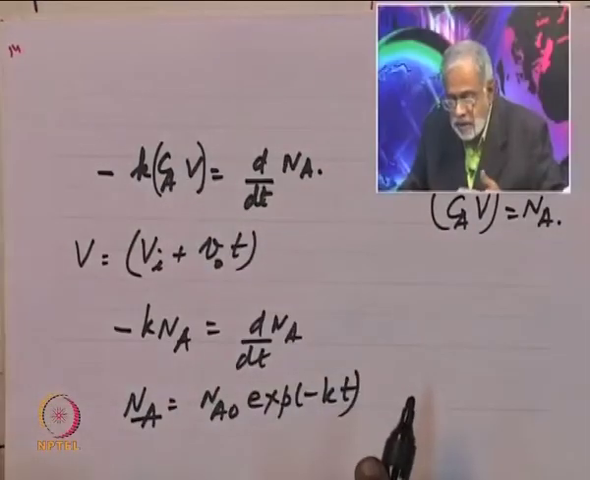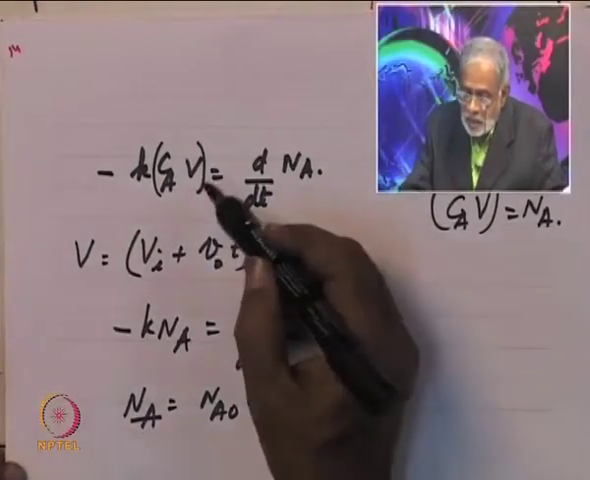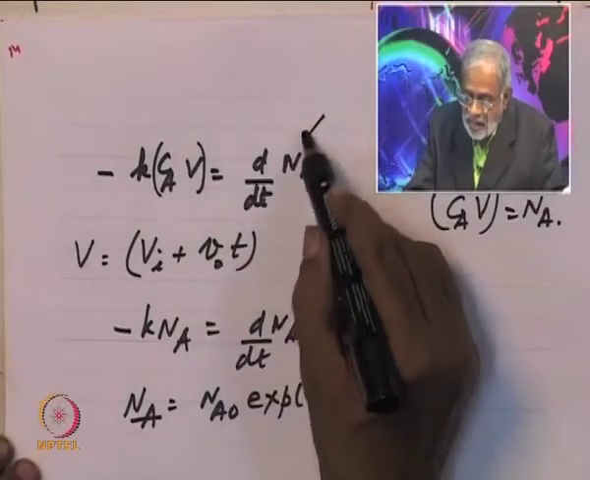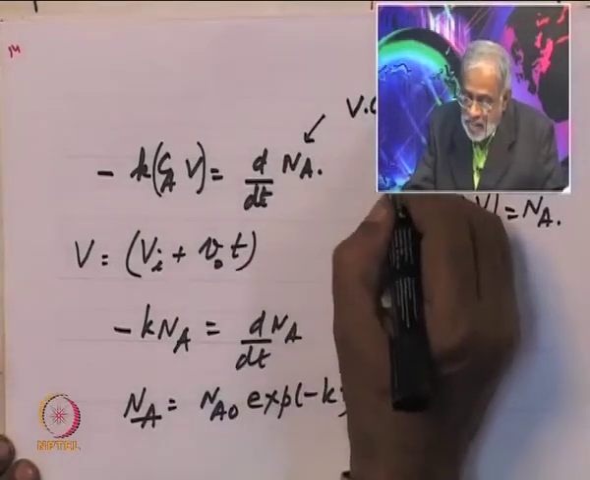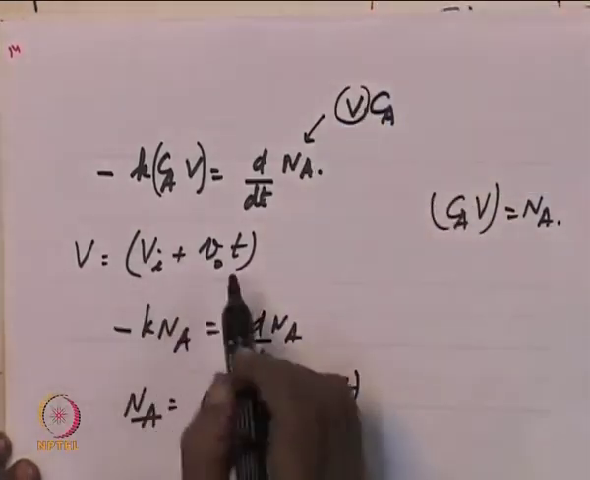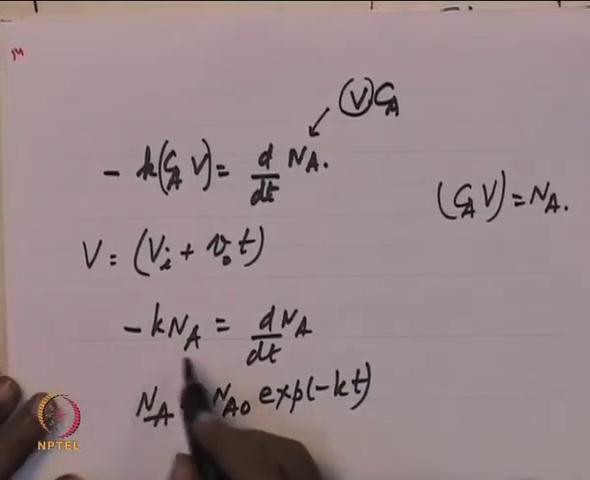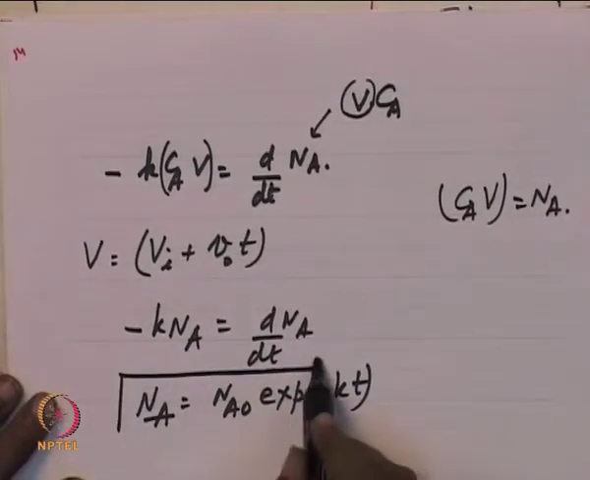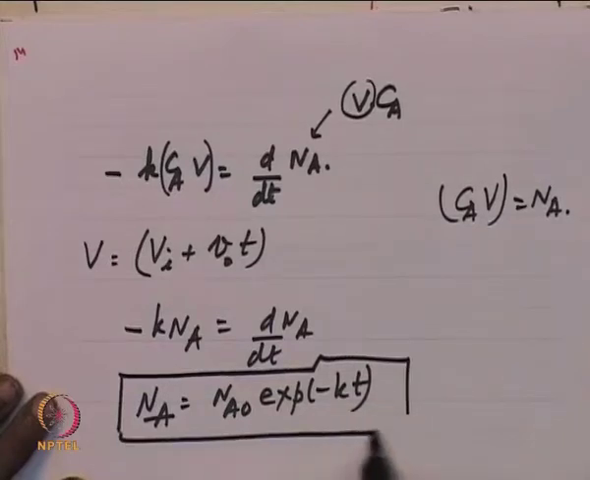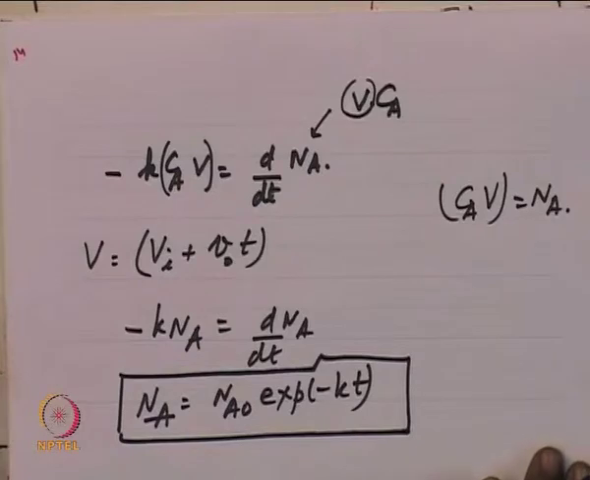It is frequently observed that people write this N A as V times C A and then they substitute for this V and somehow get lost in the algebra and lose the content of the problem. The content of the problem is this, that N A equal to N A 0. We should realize that, because A does not go out anywhere. So, A will decay as per a first order law, that is what this means.